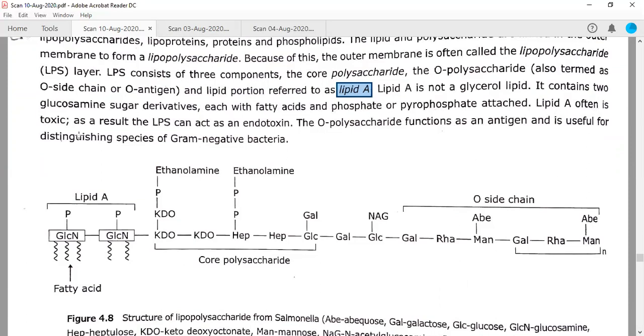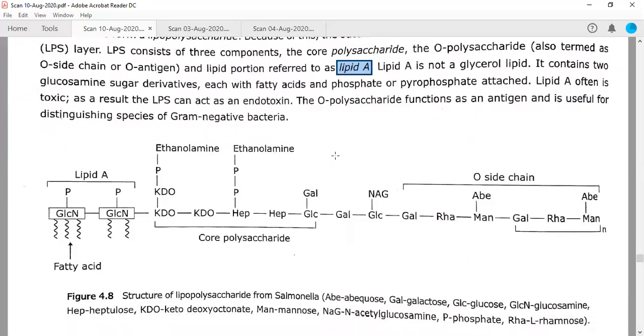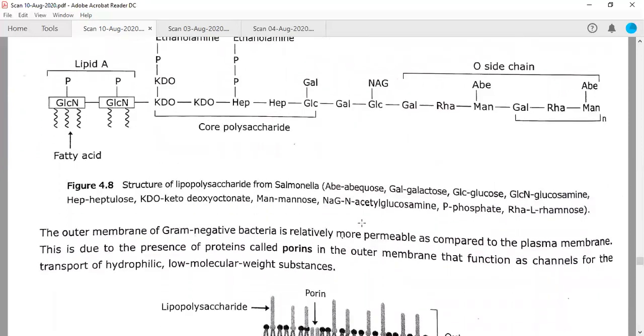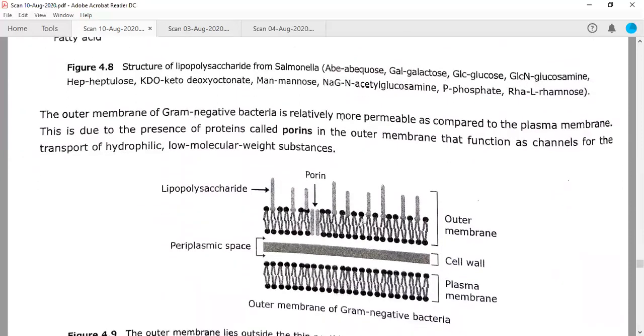Lipid A is often toxic, you need to underline toxic. As a result of this, the LPS can act as an endotoxin. O-polysaccharide functions as an antigen, and it is useful for distinguishing the species of gram-negative bacteria. If you want to classify gram-negative bacteria, to distinguish one species from the other or some strains, with the help of this O-polysaccharide we can differentiate them. Otherwise, everything will remain almost similar.